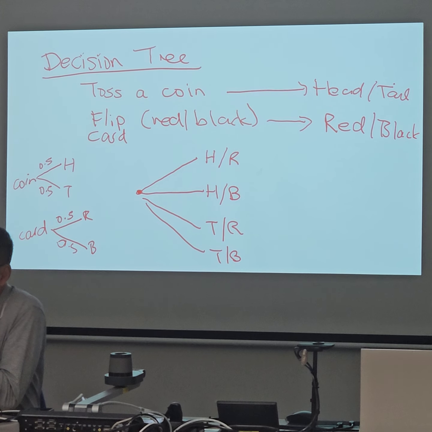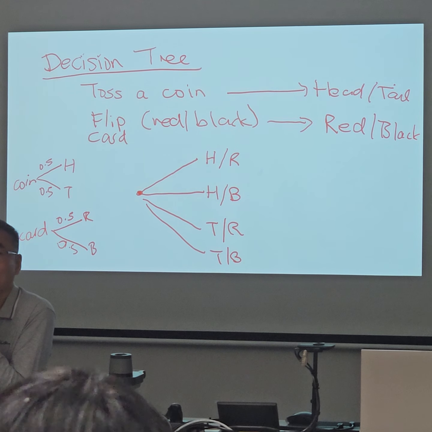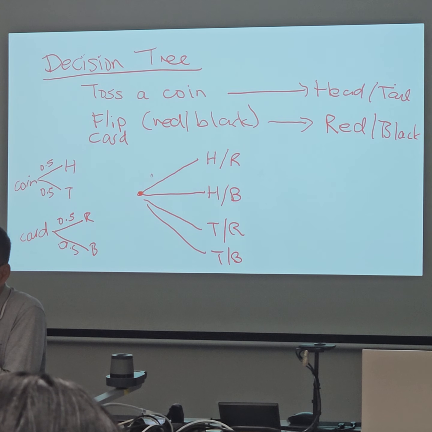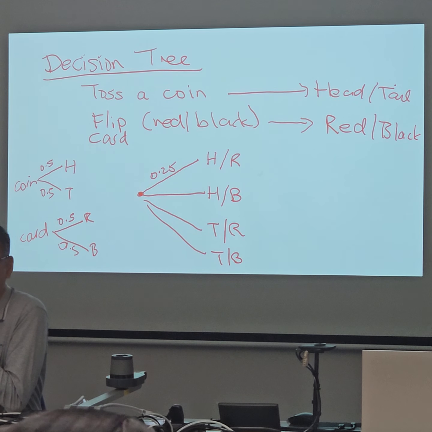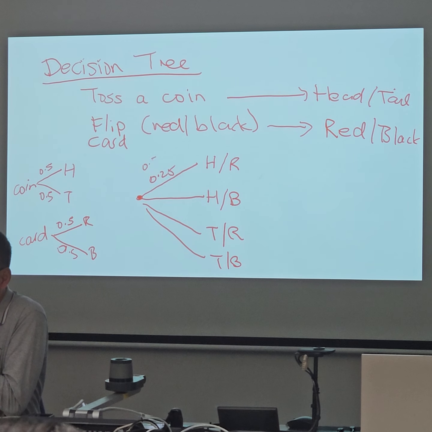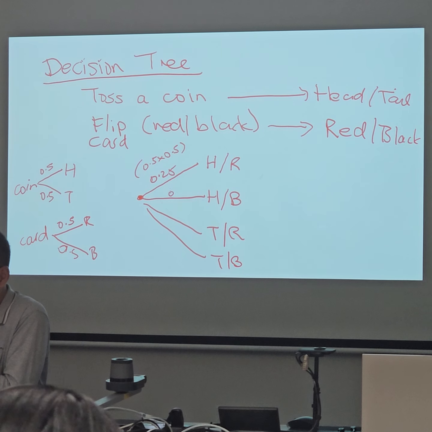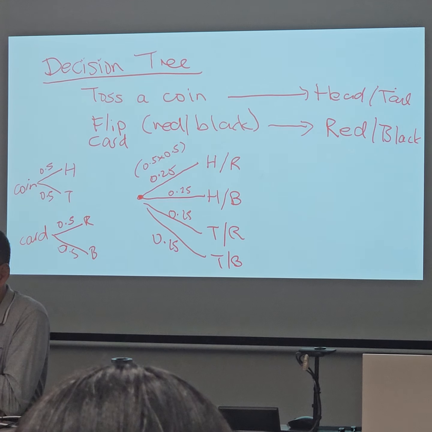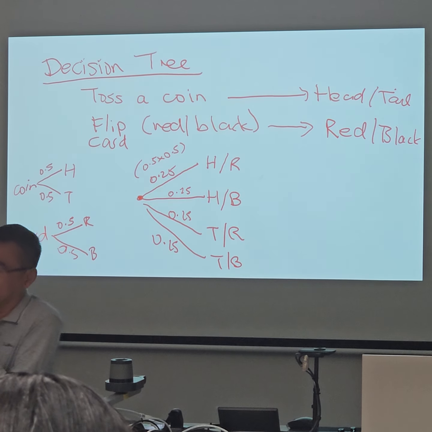What is the chance that we will get a head and a red? 0.25, lah. Okay, this is probability theory. 0.25 means what? 0.5 times 0.5. Understand? So this is 0.5, and then this, so everyone is 0.25. All understand already? Okay. So now let's say I went naughty.